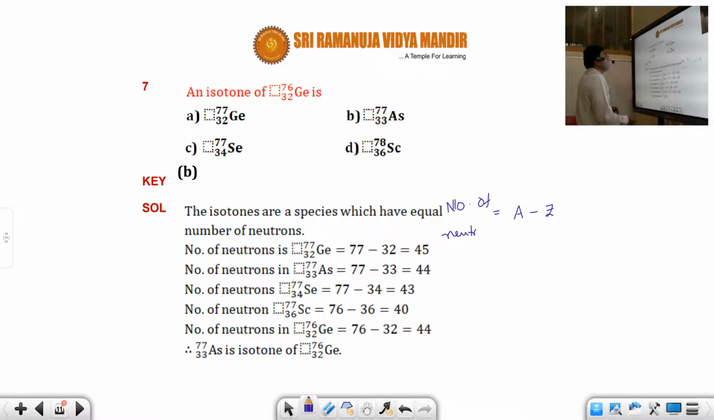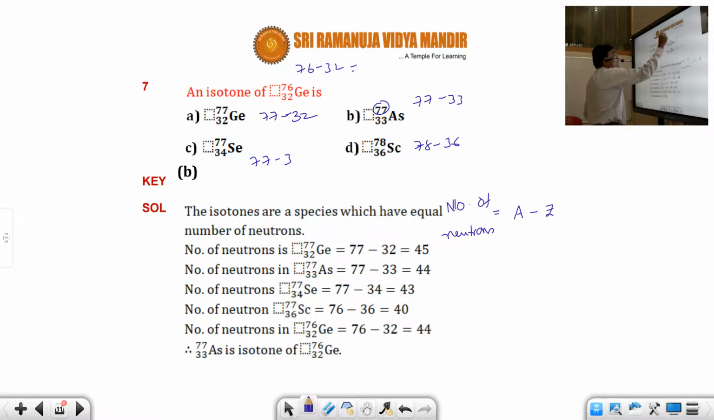It's very simple. A minus Z. So A is the mass number, minus Z. So 77 minus 33 in this case. 78 minus 36. Similarly 77 minus 32. Here 77 minus 34. So here 76 minus 32. So 76 minus 32 is equal to 45. So check out which is having 45. If you observe, you will be getting the answer.